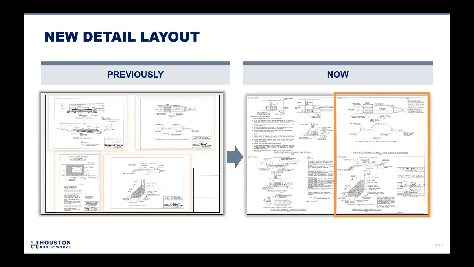In this example, there are two of the four required details on this new layout sheet. The two details not used on this project will remain on this 22 by 34-inch sheet, unmodified and included in the plan set.